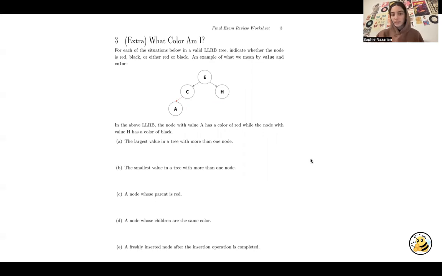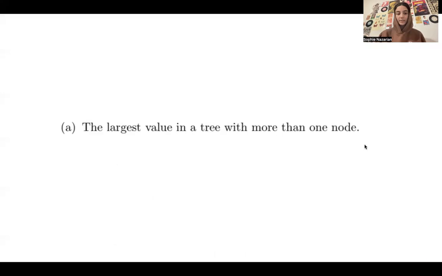So these questions aren't necessarily based off this diagram. They're more like conceptual overview questions. If we understand the rules of LLRB trees, this is just helping us visualize the red and black nodes. So let's jump right into QA.